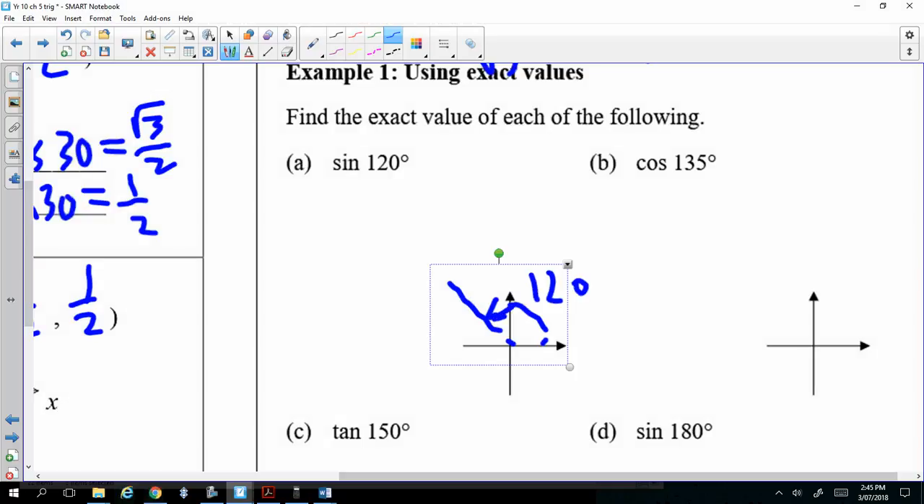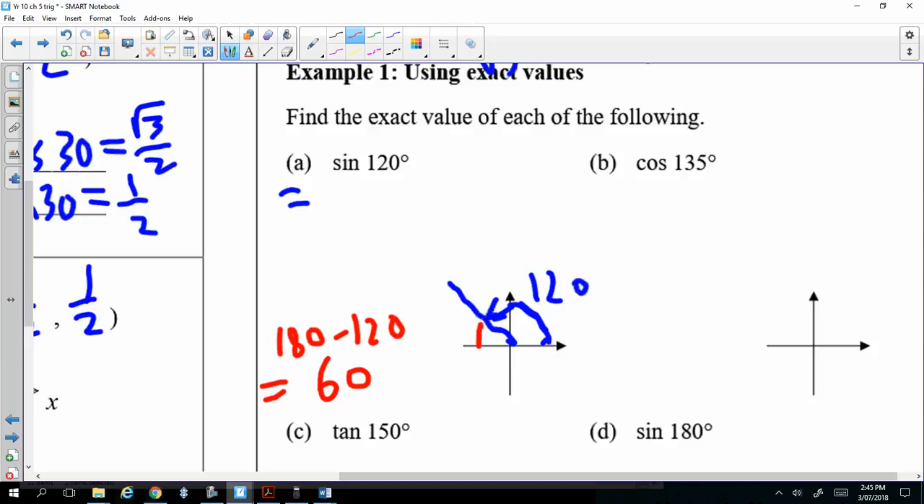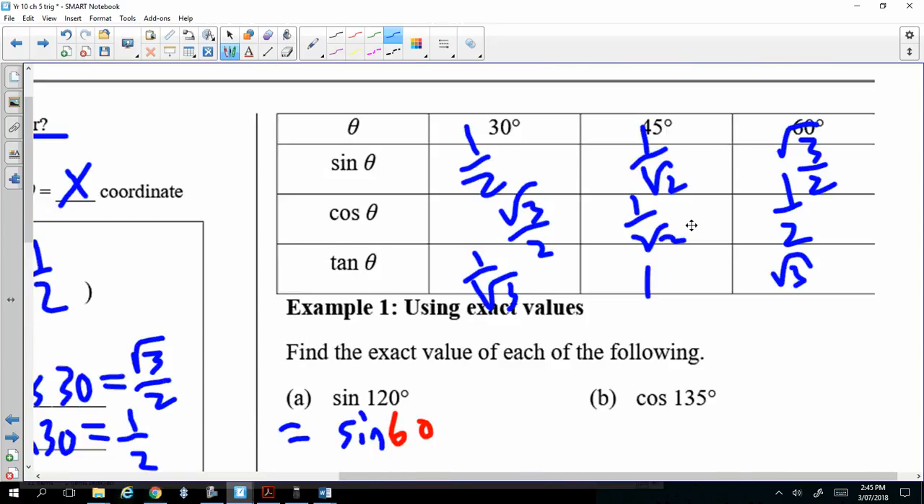And then what we need to calculate is this red angle called the related angle. So we do 180 minus 120, which is 60. So the sine 120 is the same value as sine 60, and it's going to be positive. So I don't put anything here. Now go back to the table. What's sine 60? Root 3 over 2, using the table above. All right, try the next one.